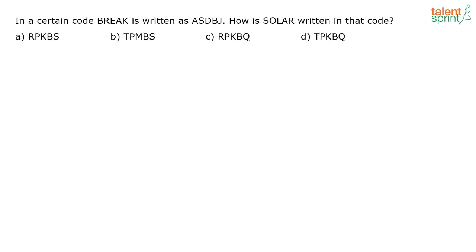Next one. In a certain code, BREAK is written as ASDBJ. How is SOLAR written in that code? So you have a word BREAK, it is written as ASDBJ. You have to find out how the word SOLAR is written. So these three are easy ones. After this I will give you a tough question. So let me see who will answer that also.